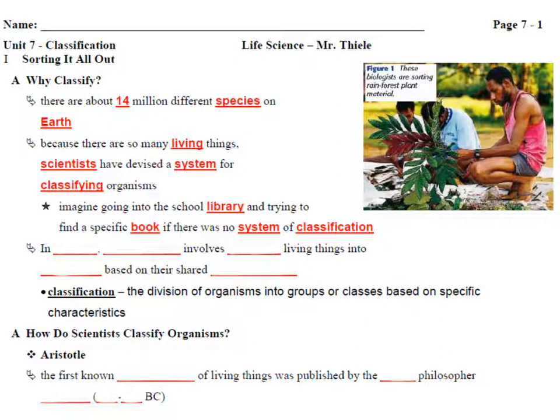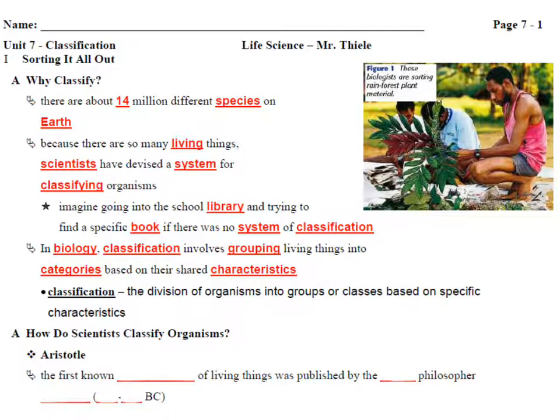Well, this is done in all scientific disciplines, but in biology it's a particularly important field because there are so many diverse organisms, and a lot of the study is how organisms interact with each other, how they relate to each other. So there's a fundamental need for a classification system in biology, in life science. So in biology, classification involves grouping living things into categories that are based on their shared characteristics.